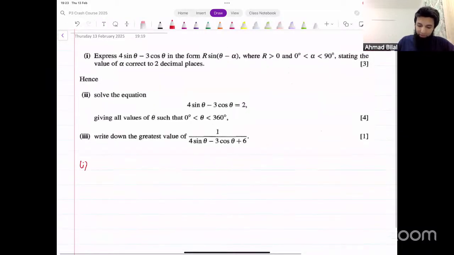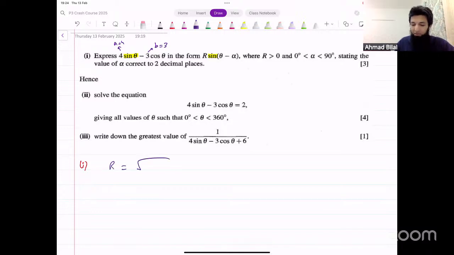Okay, first part. It says express this thing in r sine of theta minus alpha form. Now, in such questions, the first thing that you have to see is whether this is the standard form already or not. The first function is sine theta, and you have sine here. That means it is the standard form. This is minus, this is minus. So we can use the formulas directly. We can say this is A, and this is B. Right? A is equal to 4, and B is equal to 3. And just input values in the formula.